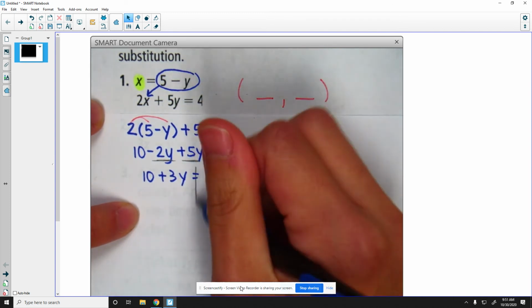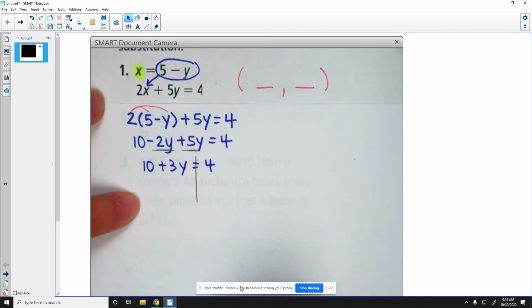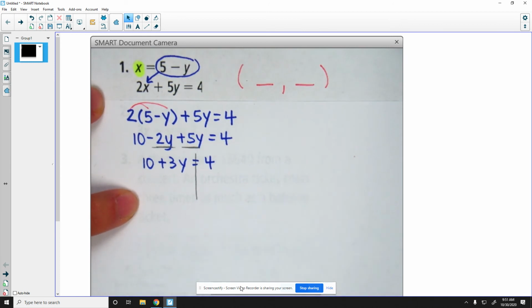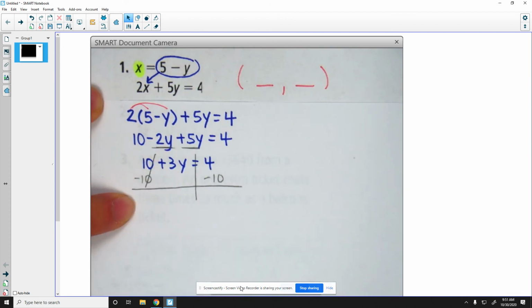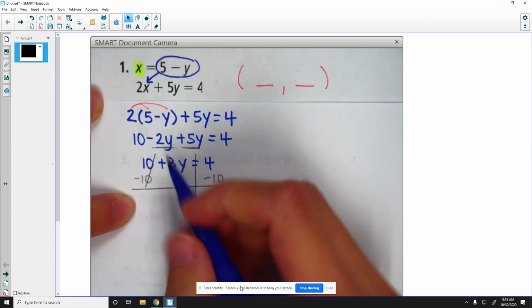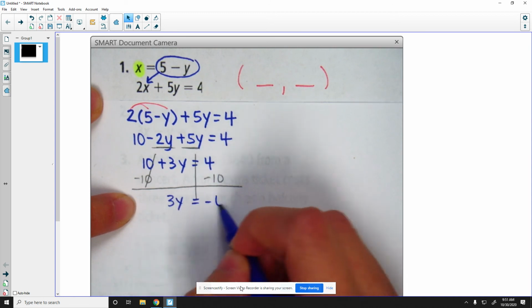And now I'm going to solve for y. So what's the first thing I need to do? Subtract 10, minus 10 on both sides. Always move the thing that's farther away. So the 10 is farther away than the 3. So I have 3y equals negative 6.